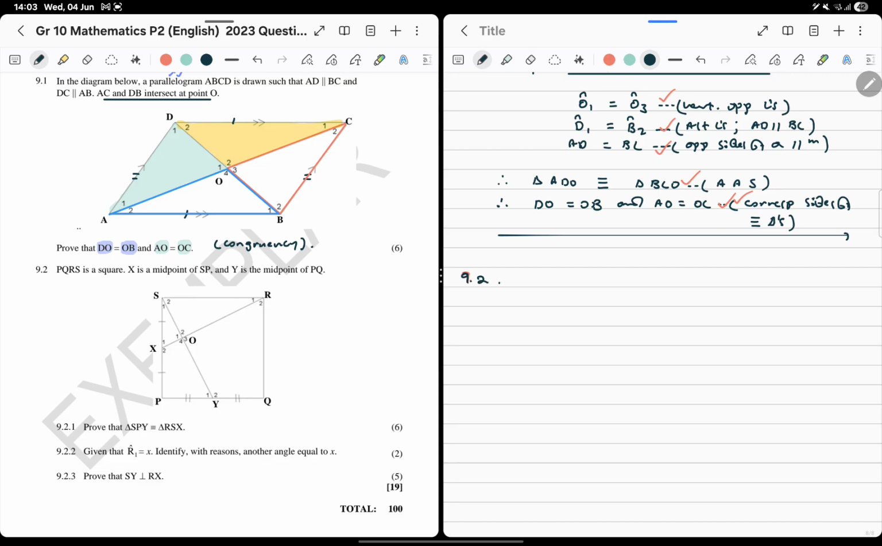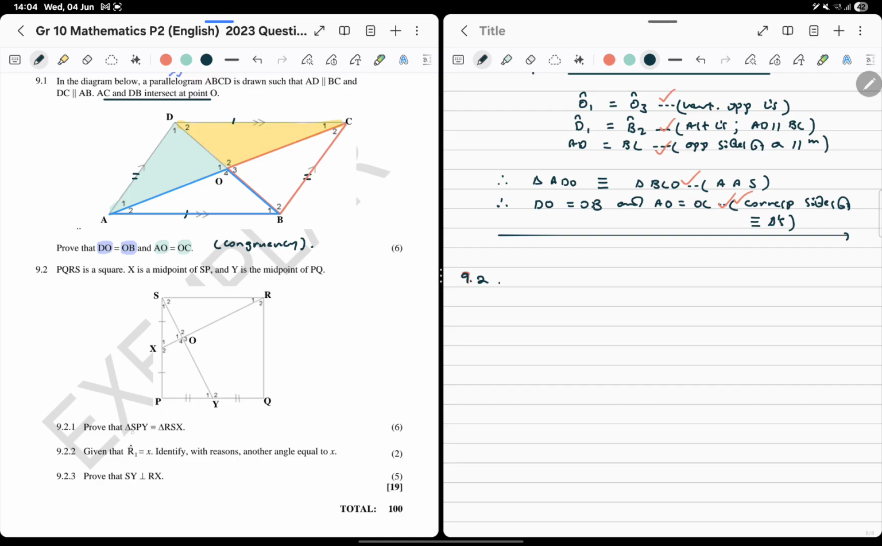9.2 says, prove, first, PQRS is a square. What do we know about a square? All sides are equal. Oh, the notation is going to sell us out. Okay, not a big deal, guys. A square, all sides are equal. Now, with too many notations, it becomes impossible to do it. Now, X is a midpoint of SP, already indicated, and Y is the midpoint of PQ, already indicated.